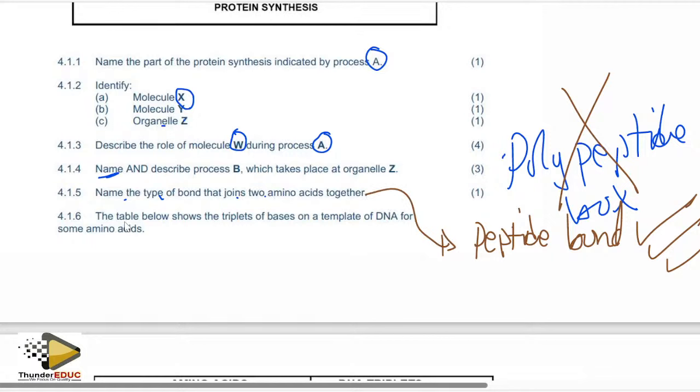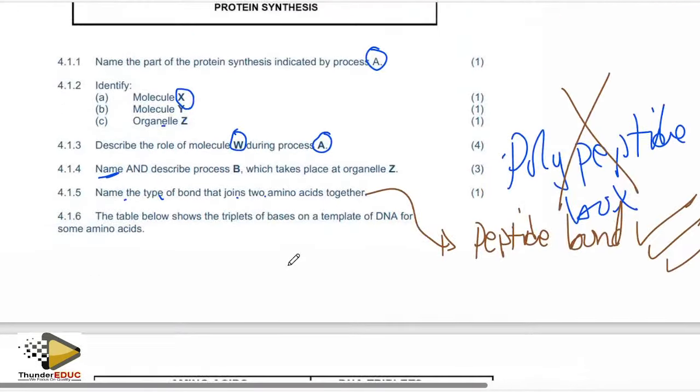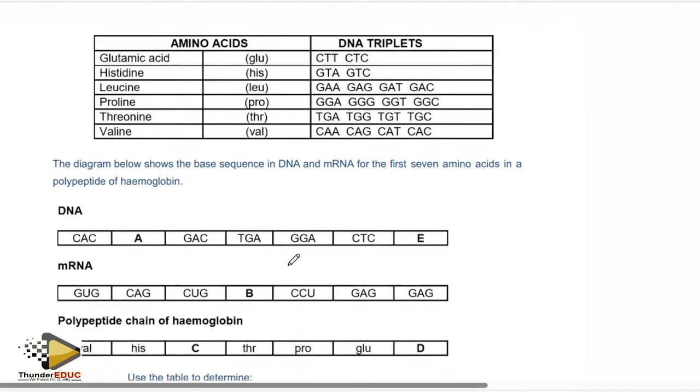The table below shows the triplet based on the template of DNA for some amino acids. Let's see, here is the table. Yes, 4 points. The diagram below shows the base sequence in messenger RNA and DNA for the first 7 amino acids in the polypeptide of hemoglobin. You see? Polypeptide. Whenever you talk about poly, you're talking about the chain.